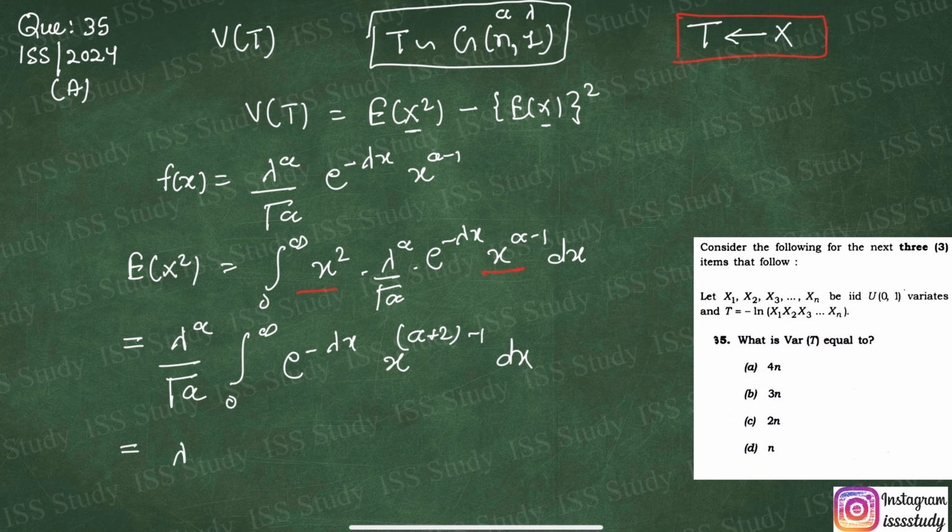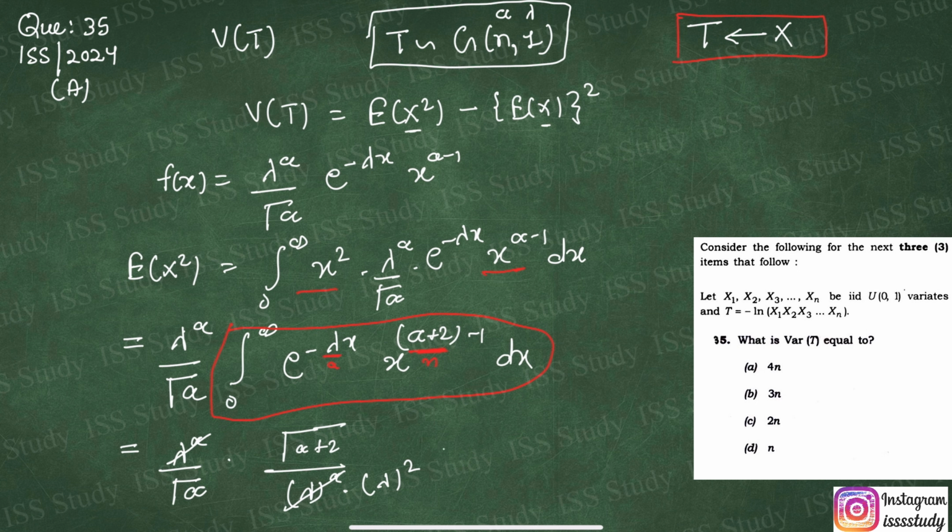Okay, so this is your lambda to the power alpha upon gamma alpha, and here, using the gamma integral, this is the value of a and this is the value of n. So using the gamma integral, we can write gamma n, where in place of n we have alpha plus 2, and a to the power n, where the value of a is lambda, so a to the power n is lambda to the power alpha plus 2. I am breaking it down so that I can cancel this out from this.